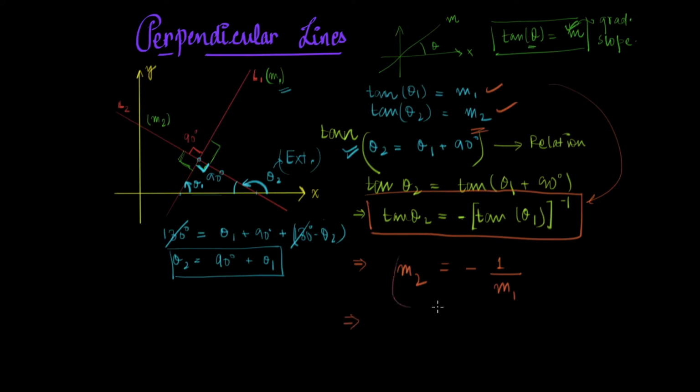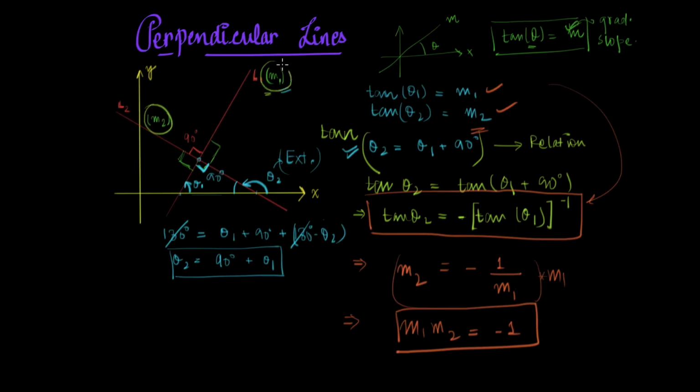Therefore, we can multiply both sides by m1 to get m1 m2 turns out to be negative 1. Therefore, if two lines intersect at 90 degrees, the slopes should multiply to give you the value of minus 1. This is the property of perpendicular lines in a Cartesian plane, in a rectilinear coordinate system. And we can do an example here by choosing particular values of the slopes.